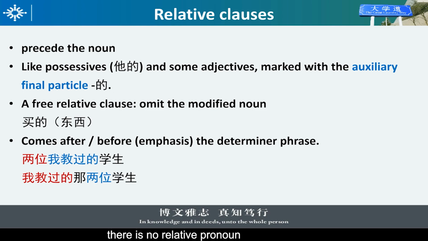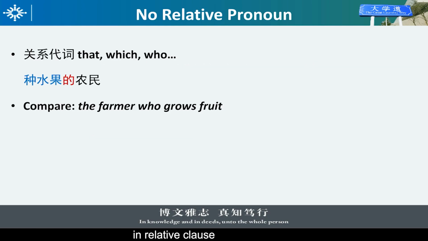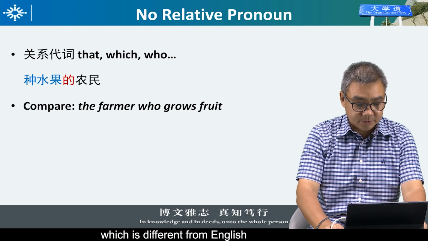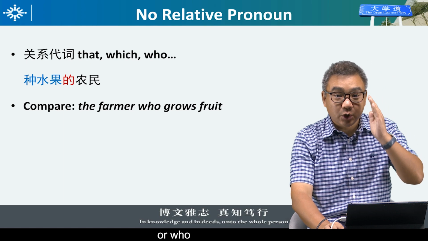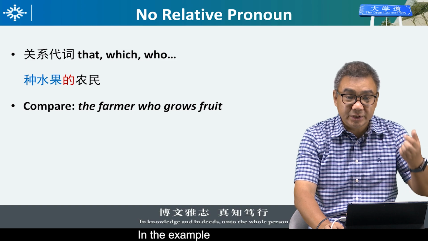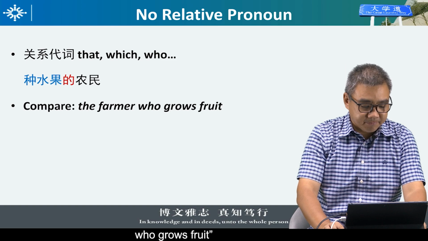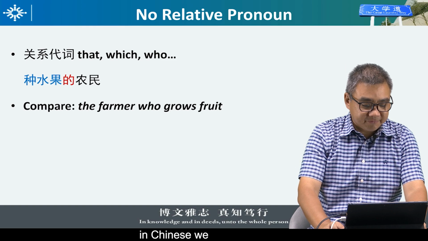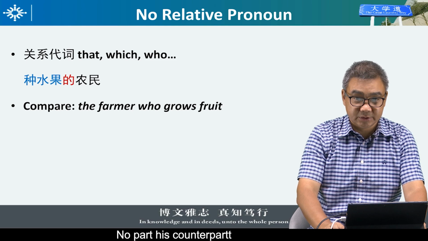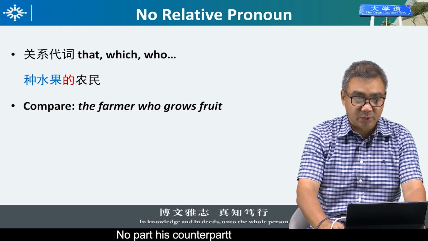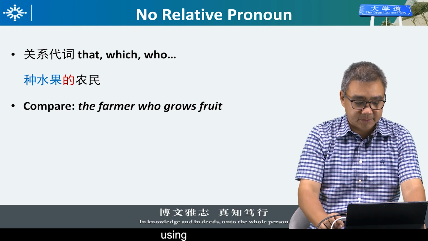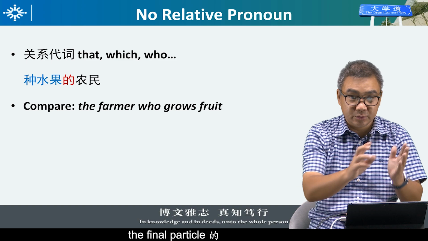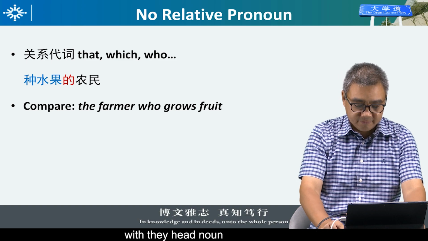Okay, there's no relative pronouns in Chinese in the relative clause, which is different from English. For example, there's no such part of a that, which, or who. In the example of the farmer who grows fruits, in Chinese we say 种水果的农民. No part is a counterpart to who here. Okay, 种水果的 is used as a modifier, using the final particle de to link them with the head noun.